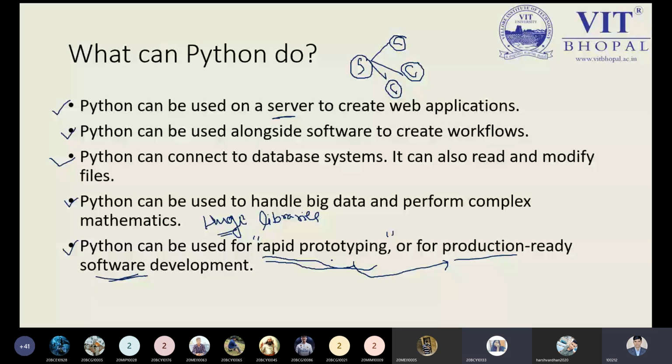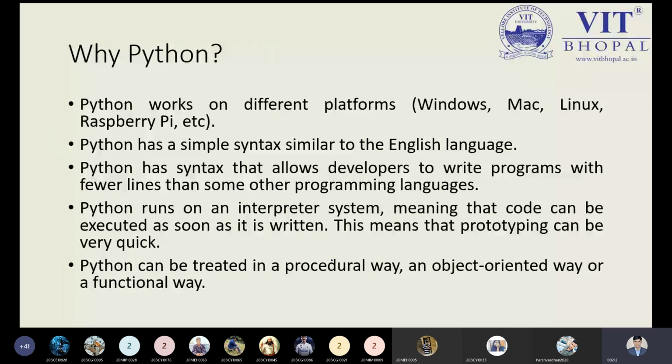Okay, can I move ahead right now? Yes, sir. So why are we interested in Python? This is the big question we should have.